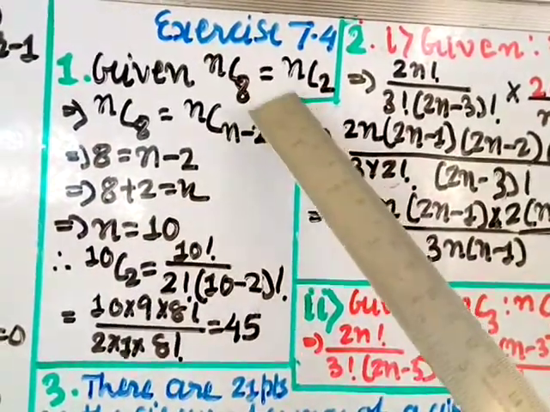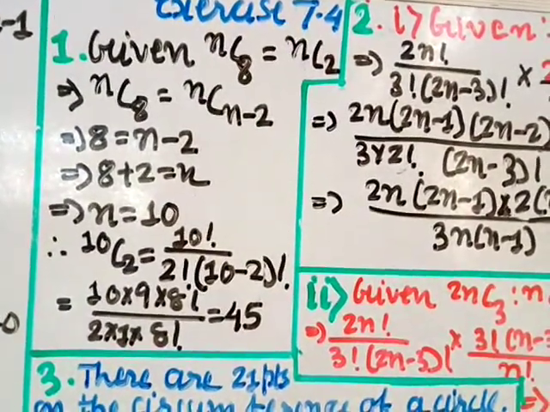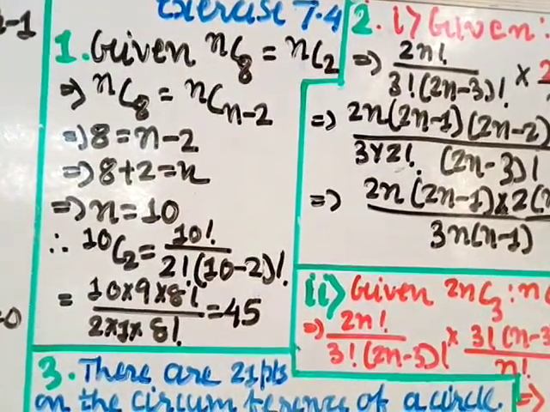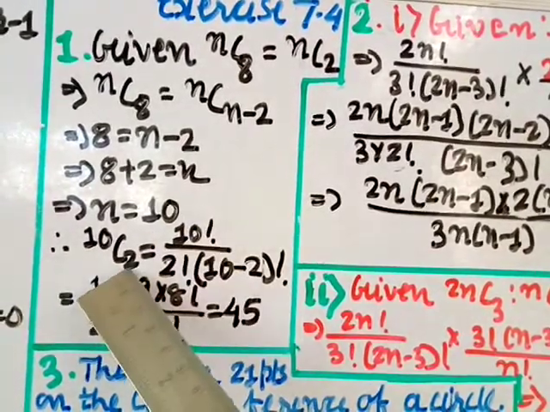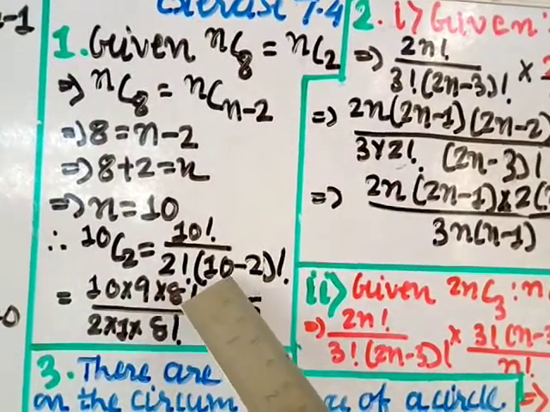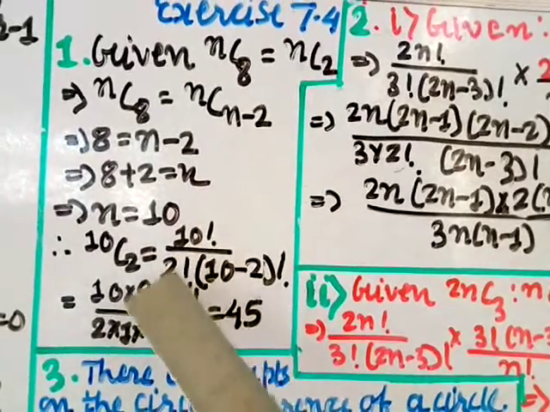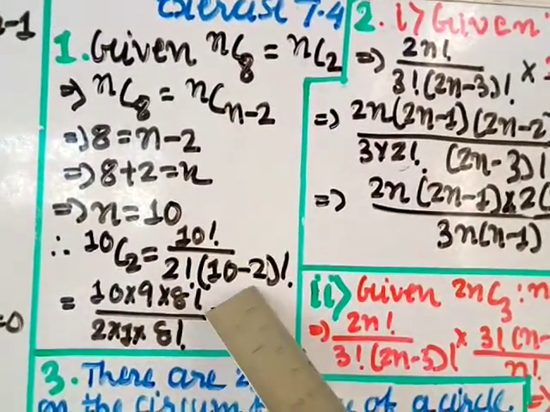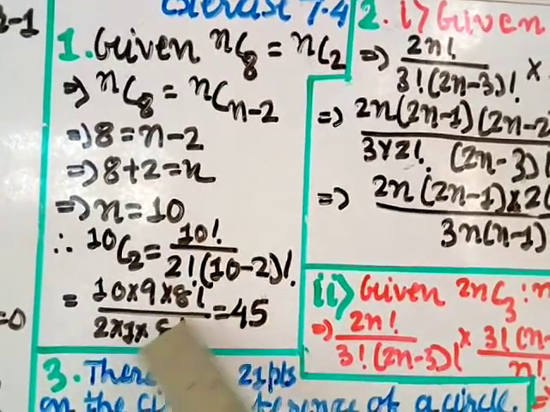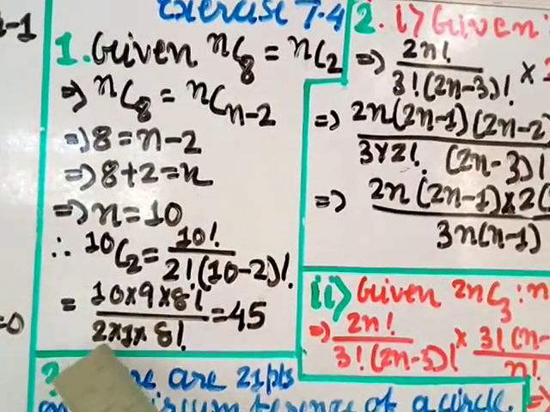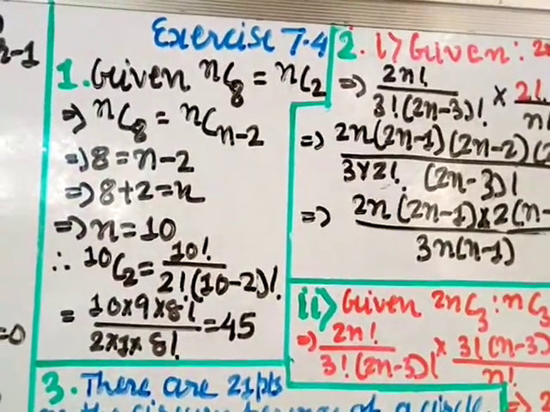Now we found the n value, put here, that is 10C2 equal to, the formula for nCr is n factorial divided by r factorial into n minus r factorial. So here n is 10, so 10 factorial divided by r, that is 2 factorial into n minus r, that is 10 minus 2 factorial. So here 2 factorial I can write as 2 into 1 and 10 minus 2 as 8 factorial. 10 factorial is 10 into 9 into 8 factorial. 8 factorial cut. This 10 you can cut by 2, so you get here 5 into 9, which gives you 45. So that is solution for question number 1.